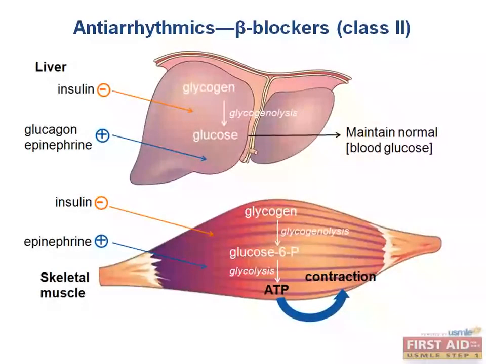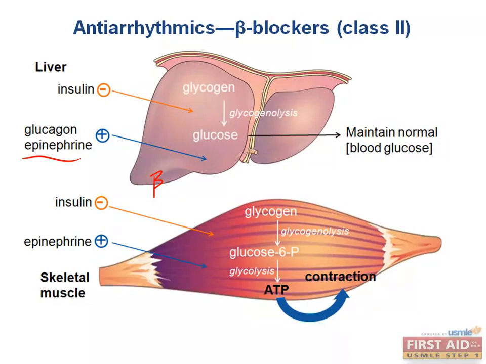So let's look at this diagram. Remember that when we activate the sympathetic nervous system, we release catecholamines like epinephrine and norepinephrine into the circulation. You bind beta receptors on hepatocytes and stimulate glycogenolysis and gluconeogenesis because we want to increase glucose available for our muscle and brain.